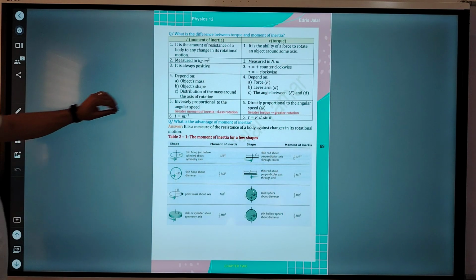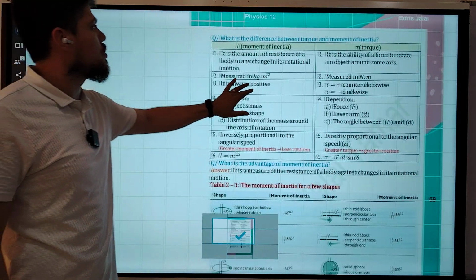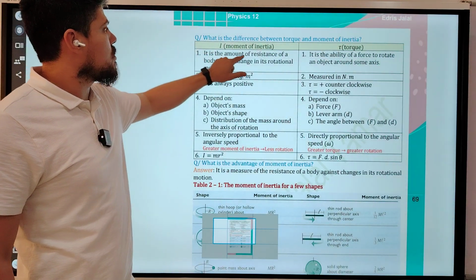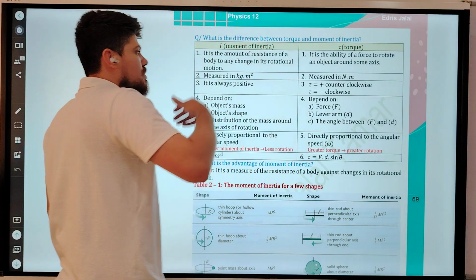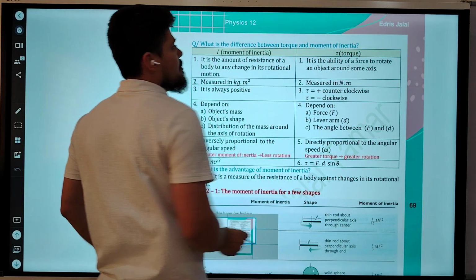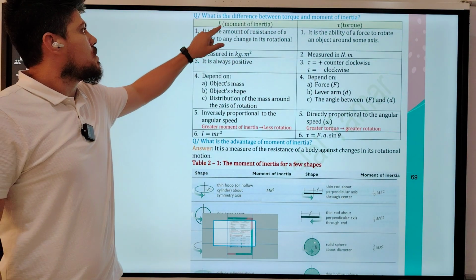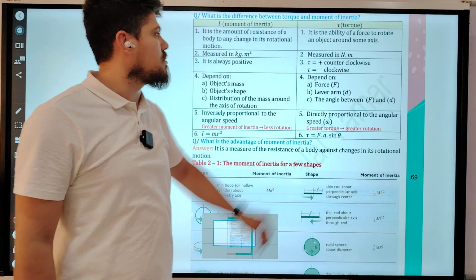Okay? The difference between moment of inertia and torque. Moment of inertia is the amount of resistance of a body to any change in its rotational motion. But torque is the ability of a force to rotate an object around some axis. Moment of inertia is measured in kilogram meter squared, but torque is measured in Newton meter.